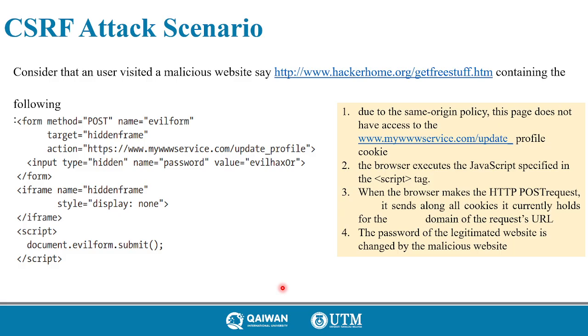Now, there's the scenario. Consider that the user visited the malicious website, say hackerhome.org, and gets a freestuff.html containing the following code. As you see, a hidden frame, my service update profile, input hidden name, password, and hidden frame display none. Due to the same origin policy, this page does not have access to the www.service.com update profile cookie.